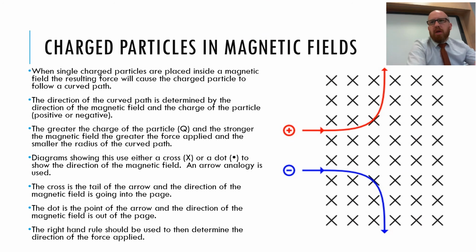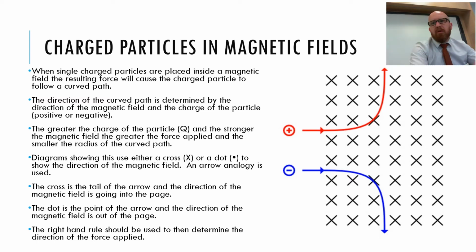So here we go, charged particles in magnetic fields. When single charged particles are placed inside a magnetic field, the resulting force will cause the charged particle to follow a curved path. So we've got a positive charged particle and a negative charged particle entering this region of crosses. That region of crosses is your magnetic field here.